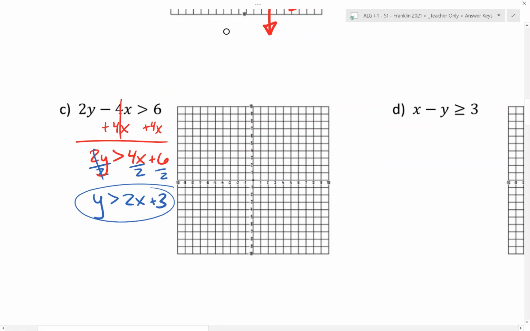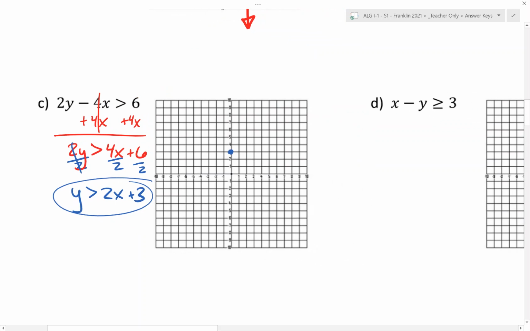Let's put it on the graph. So we start at 3 on the y-axis, that's right here. Slope is 2, or 2 over 1, so up 2, right 1. Or down 2, left 1 from that middle point. Putting more dots on the graph gives you a better looking line. Now it says y is greater than. So again, we don't have the equal to bar, so we're just going to use a dotted line, dashed line. And then y is greater than 2x plus 3, so that is shaded above the line.